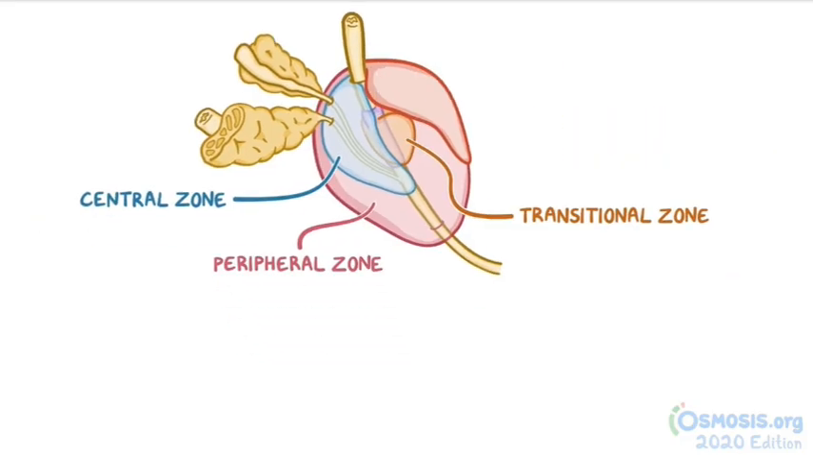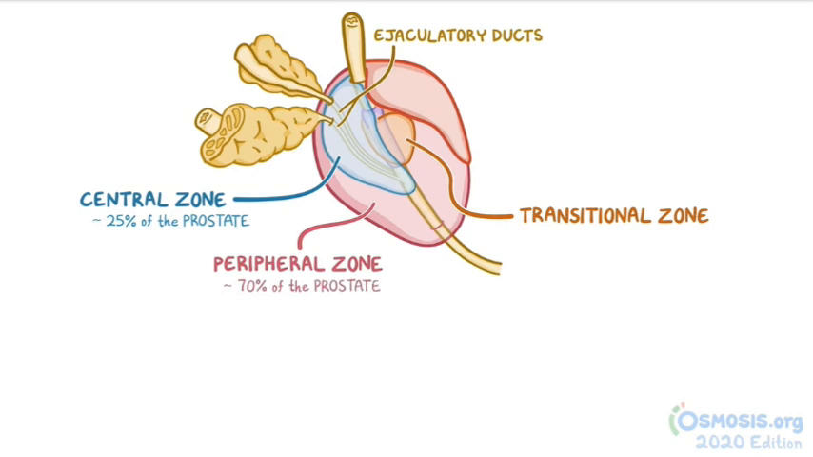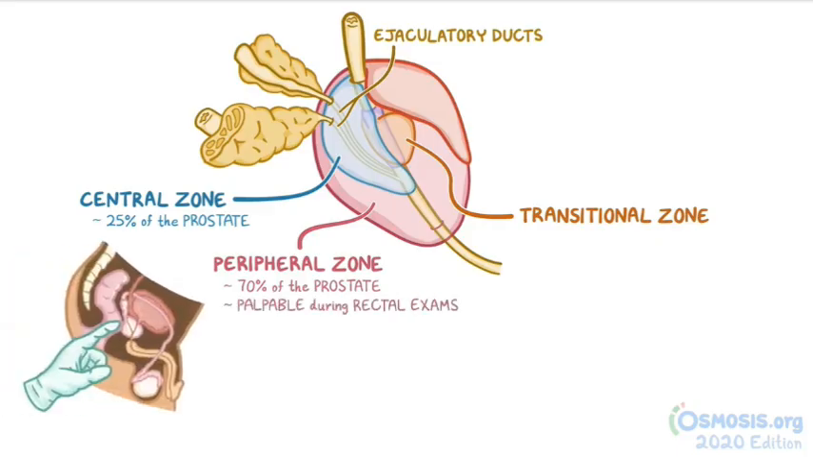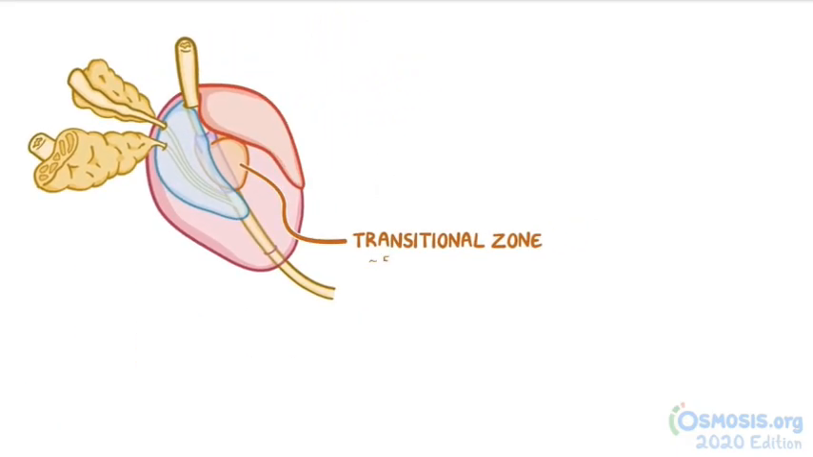The central zone is the area that surrounds the ejaculatory ducts and comprises about 25% of the prostate's glandular tissue. The peripheral zone makes up 70% of the glandular tissue and surrounds the lateral and posterior sides of the central zone. This is the zone that's palpable during digital rectal exams, and is also the zone that's most susceptible to prostatic carcinomas as well as inflammation. The transitional zone comprises about 5% of the glandular tissue and contains the mucosal glands. This is the zone that undergoes hyperplasia in older individuals with benign prostatic hyperplasia, or BPH.